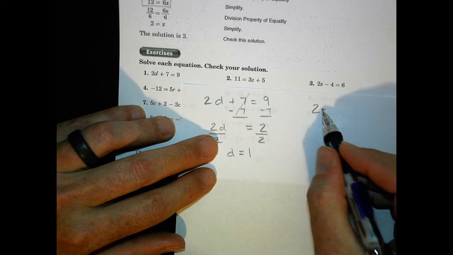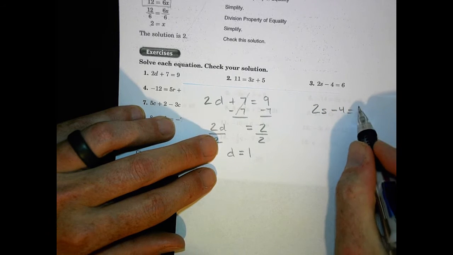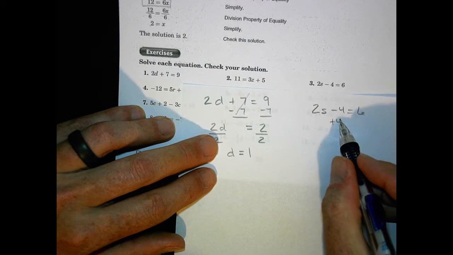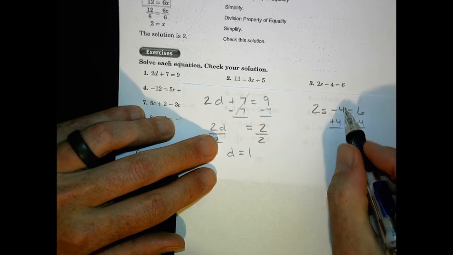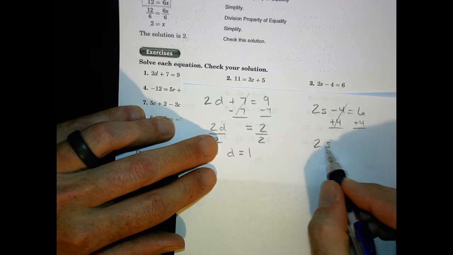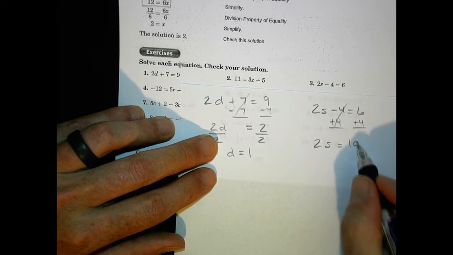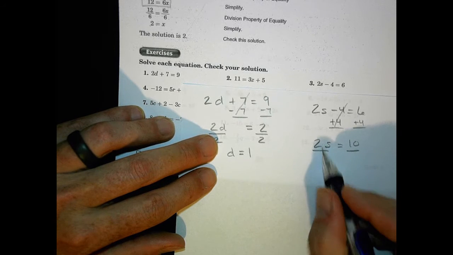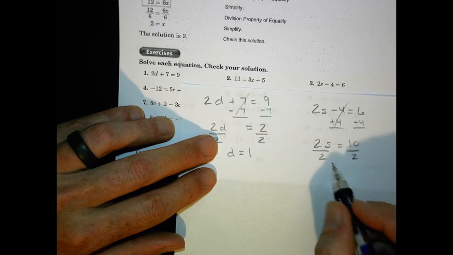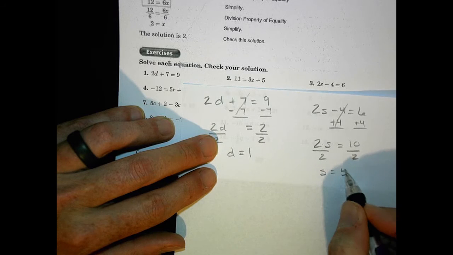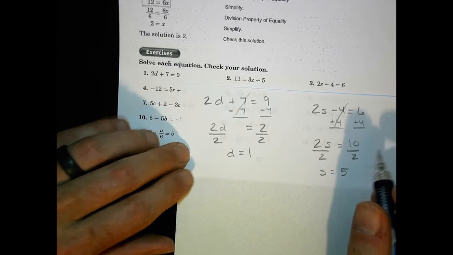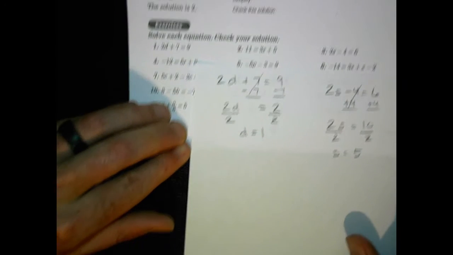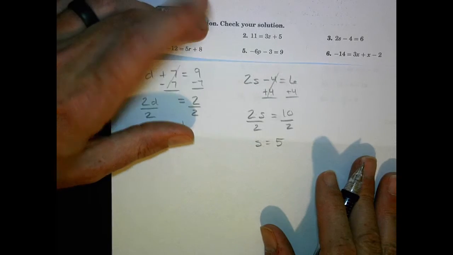Number 3 says 2s minus 4 equals 6. So again, we're going to add 4 to both sides in order to eliminate this one here. So 2s equals 6 plus 4, which is 10. Divide both sides by 2 because they're joined together in multiplication. And s is equal to 10 divided by 2 is 5. Okay, pretty straightforward there. Let's take a look at number 6.